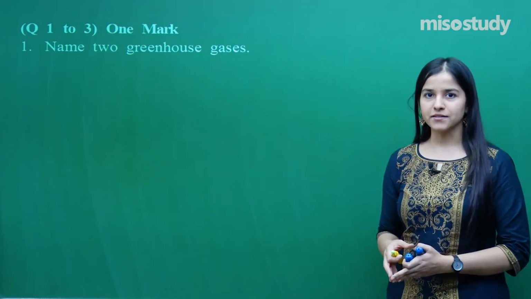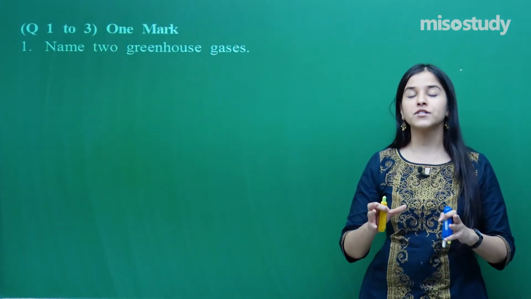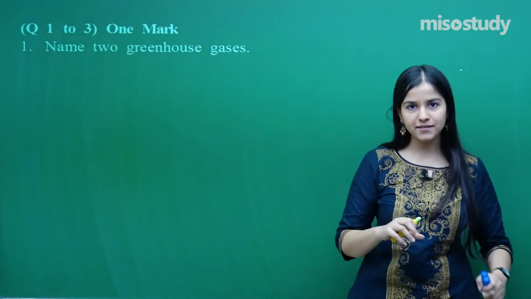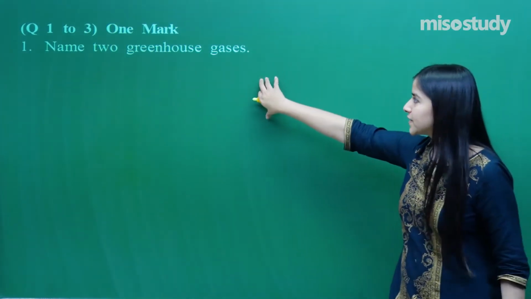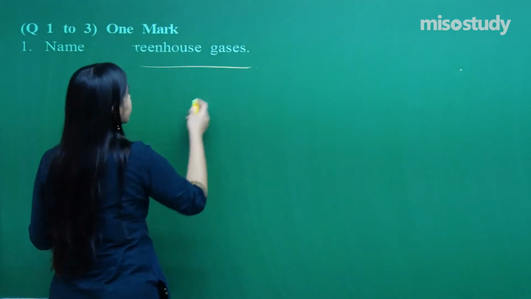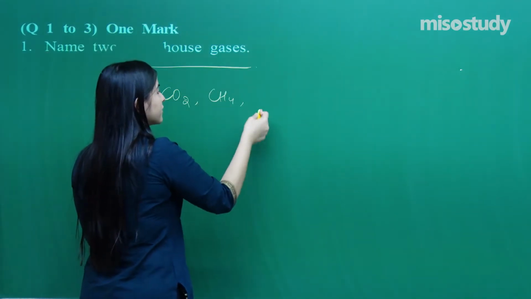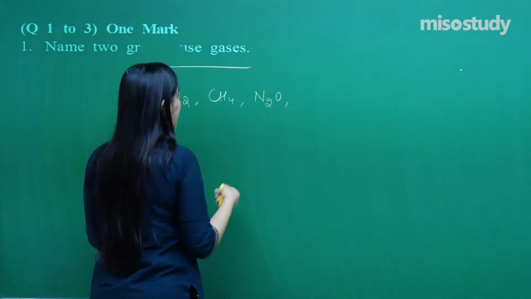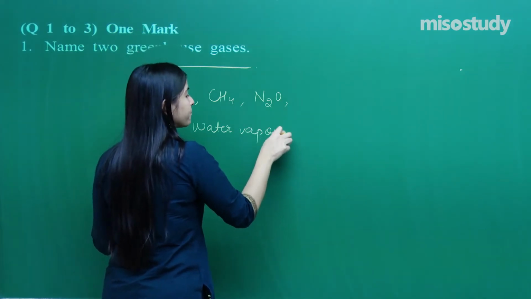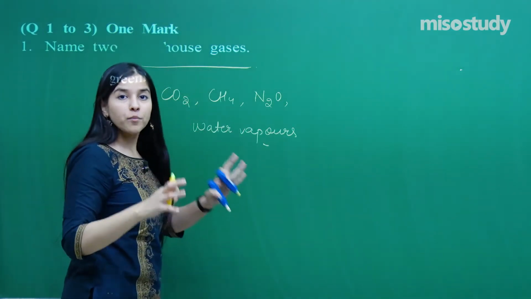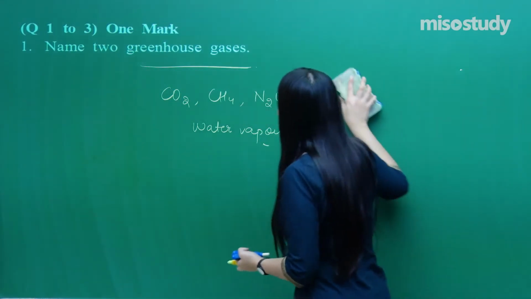Name the 2 greenhouse gases. You must have studied the greenhouse effect. The main culprits are the greenhouse gases, which trap the heat coming from the sunlight inside the Earth's atmosphere. Some of the very prominent ones we have discussed are carbon dioxide, methane, and nitrous oxide, and water vapor also serves as a greenhouse gas. These are some of the very common greenhouse gases responsible for the greenhouse effect and global warming. Okay, let's move on to the next question.